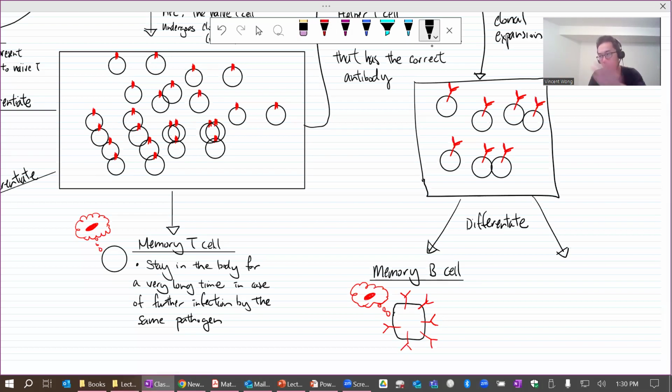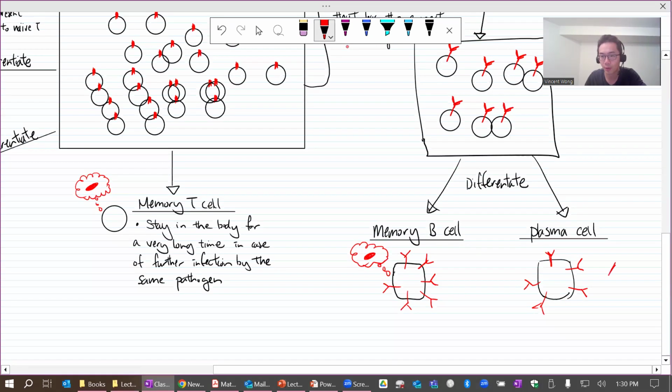I'm not gonna write a description. It's the same description. Okay. And then we have plasma cells, which is what you saw in the poll question. And the plasma cells are basically antibody factories. Okay, so they will make a ton of antibodies that will help kill the bacteria. Okay, so these are going to mass produce antibodies.